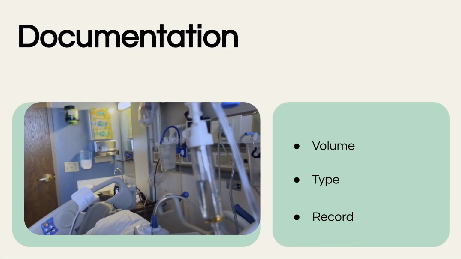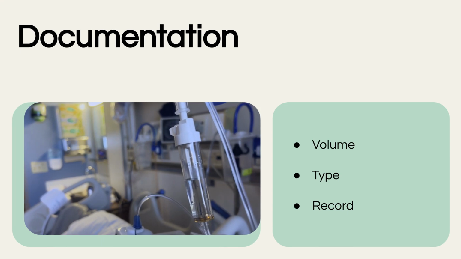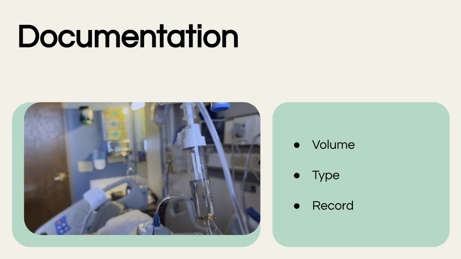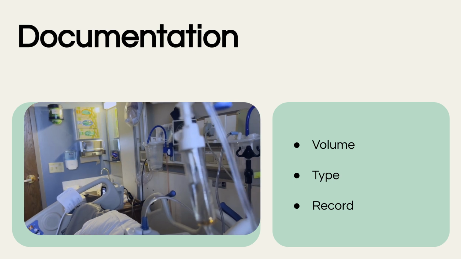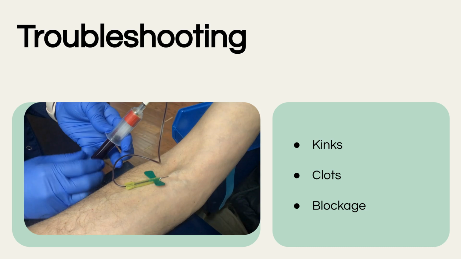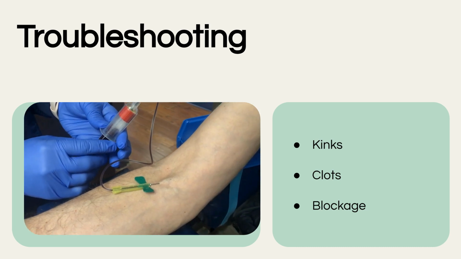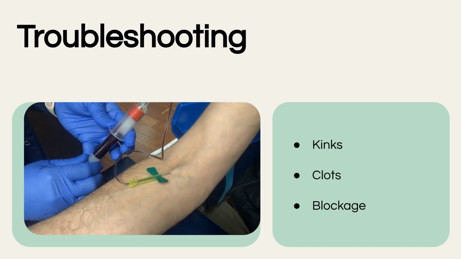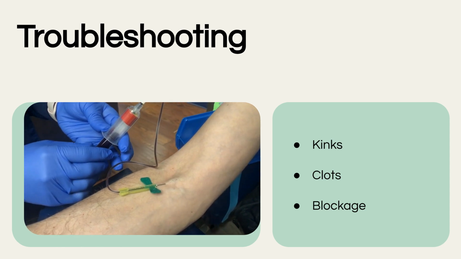Accurate documentation is mandatory. Record the exact volume of fluid output and note its type, consistency, and color at regular intervals. If drainage slows or stops, immediately check for kinks in the tubing and look for clots. A blocked drain can quickly lead to fluid accumulation and potential hematoma.